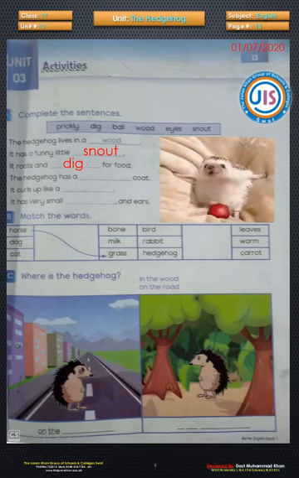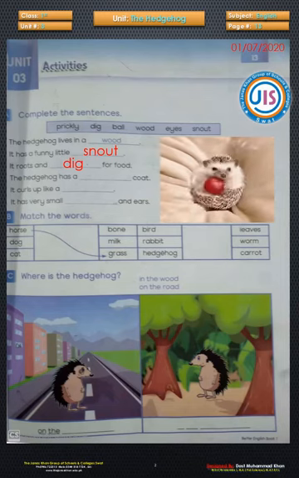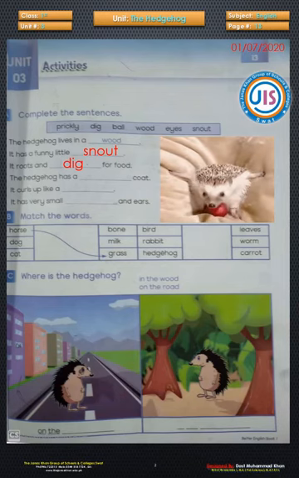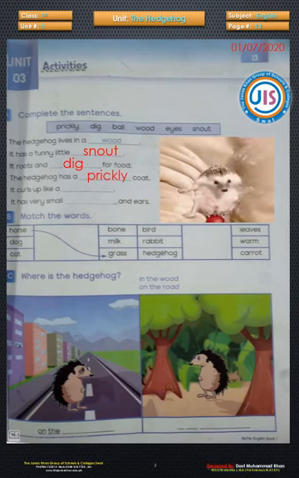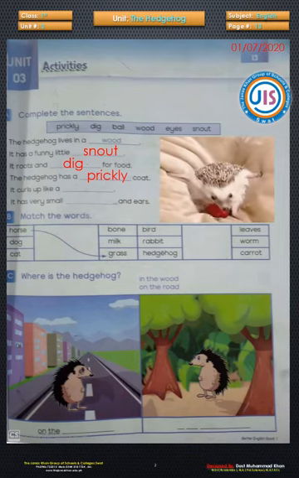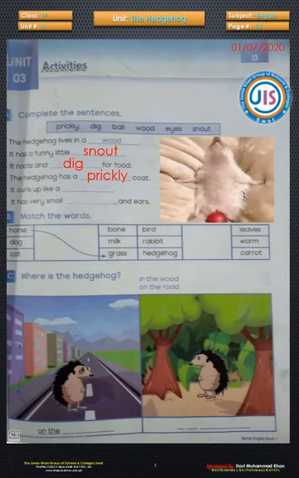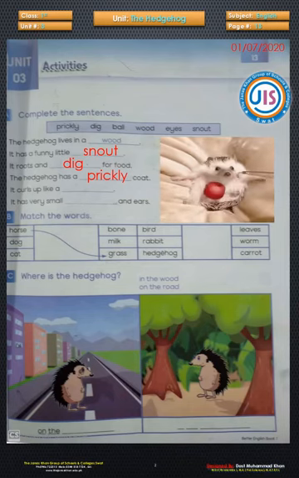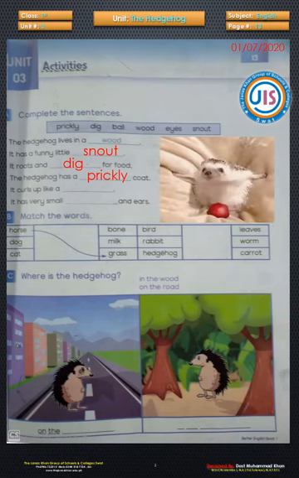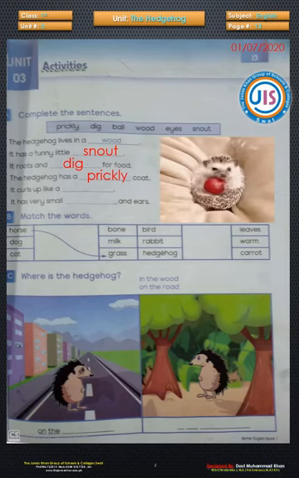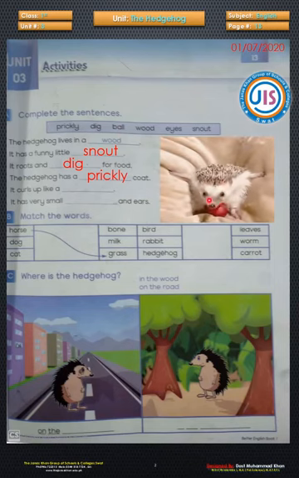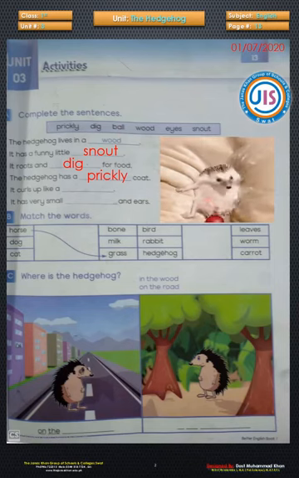The next one is, the hedgehog has a smooth coat. This is a smooth coat, Mr. Munib. Very good. It has a prickly coat. Very good. Next one is, it curls up like a, look at this, it curls up. It is like a ball. In this video, you should see, it curls up like a ball. Ball I took from here. Okay, it curls up like a ball.